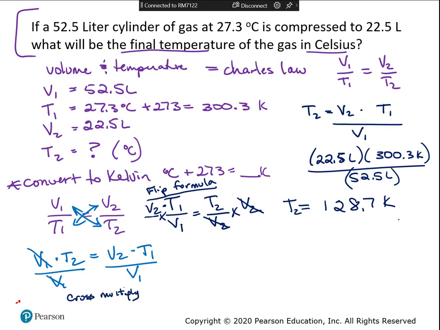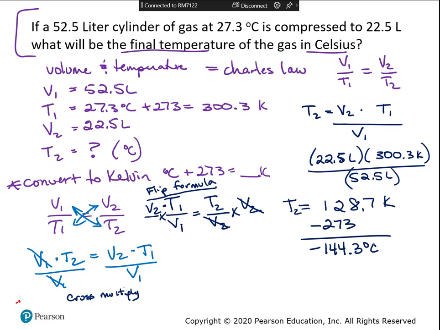Remember, this is in Kelvin, so I have to subtract 273. This is going to give me a negative 144.3 degrees Celsius. To go from Celsius to Kelvin, you add 273. To go from Kelvin back to Celsius, you're going to subtract 273. Now I need to round. Once you get to the final answer, that's when you round.